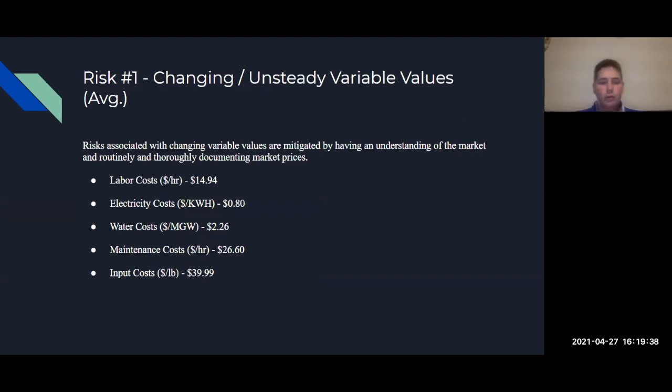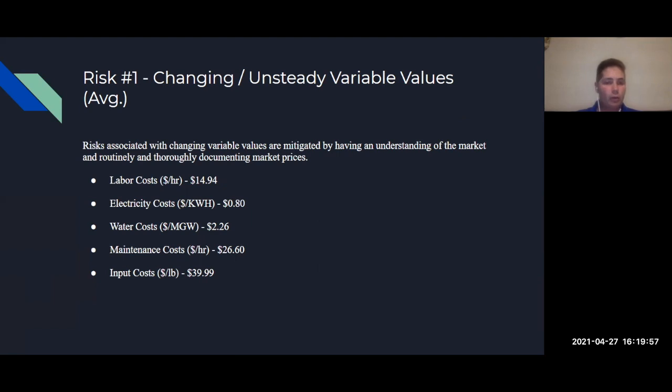All right, so I'm going to discuss some of the risks in implementing an operation such as this. So the first risk is going to go over changing and unsteady variable values, and the risks associated with changing and variable values are mitigated by having an understanding of the market and routinely and thoroughly documenting market prices.